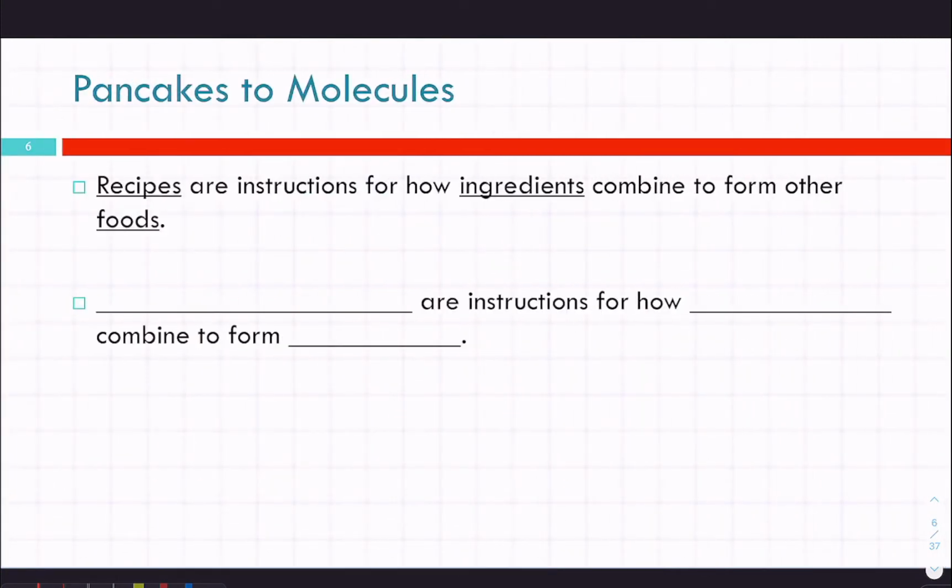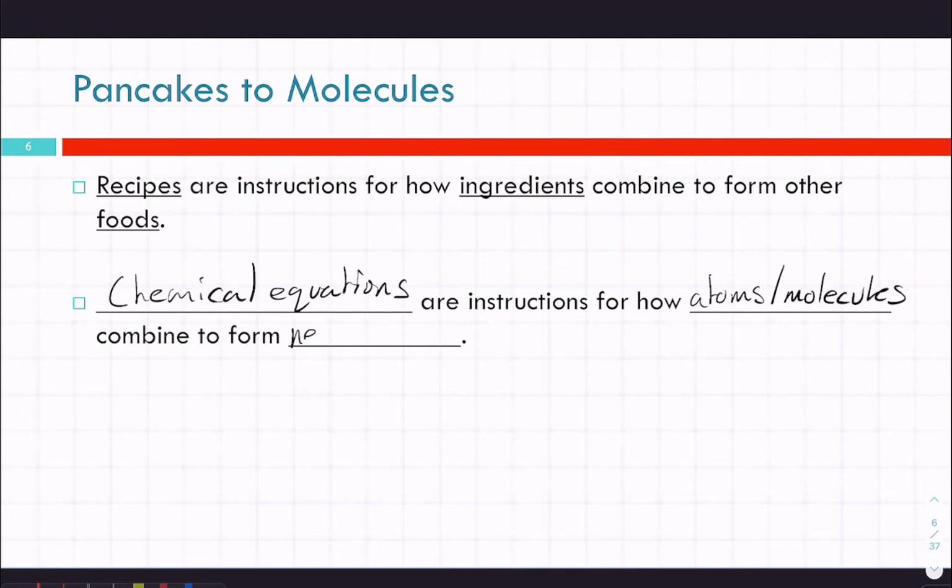So while recipes are instructions for how ingredients combine to form other foods, chemical equations are instructions for how atoms or molecules combine to form new molecules. So this is really like an outline. It's like a template. It tells you if you put these things in, you're going to get other things out, and in specific quantities.